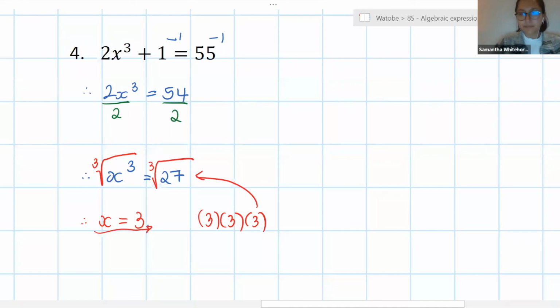Okay. Right, so exponents, really not too tricky at all. It's just a case of remembering all of your inverse operations, so all of your normal equation rules, and then just remembering what an exponent means and how we can deal with it.